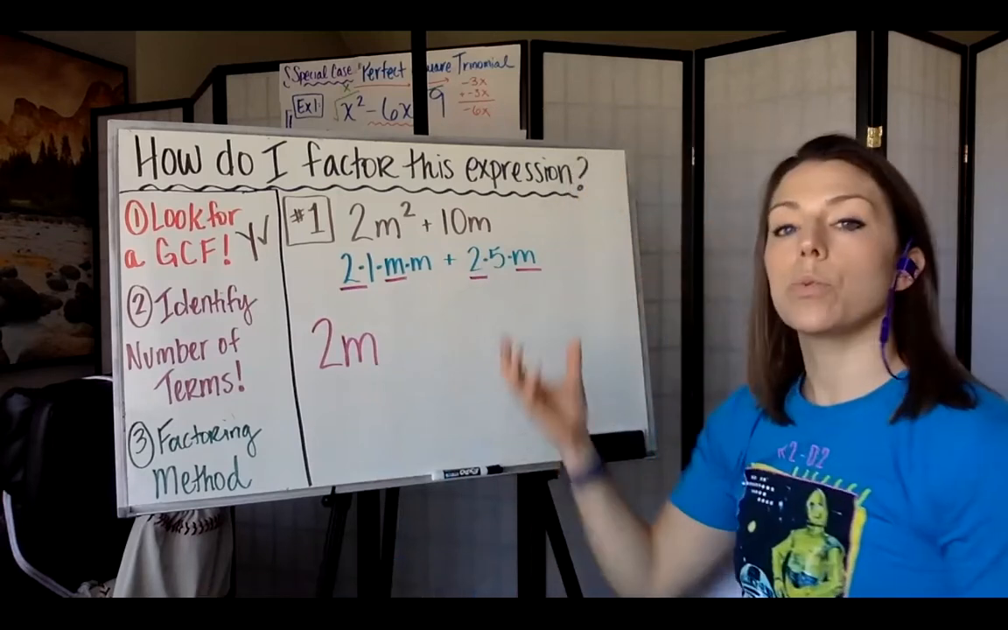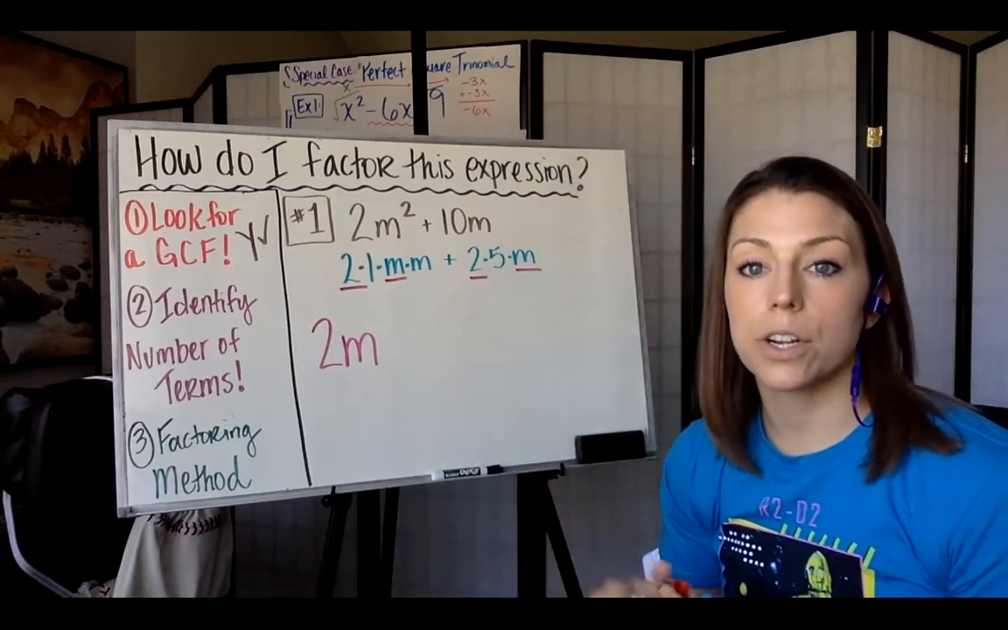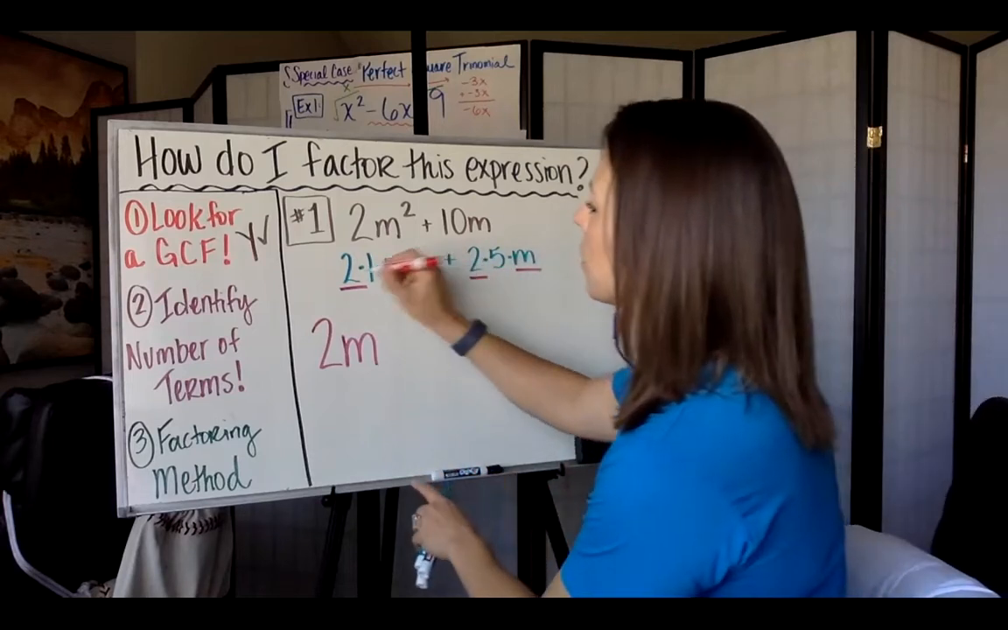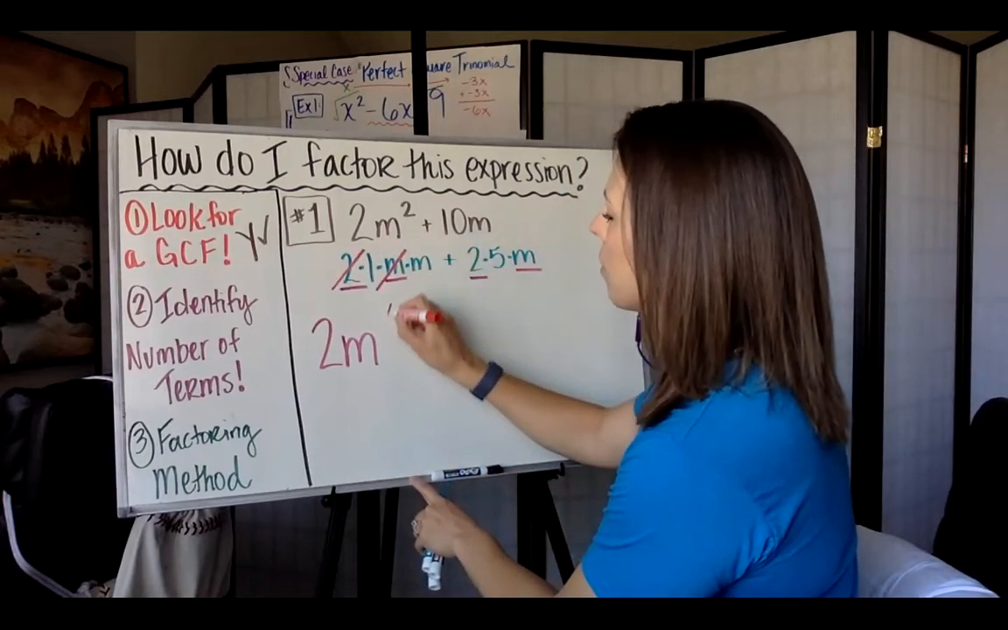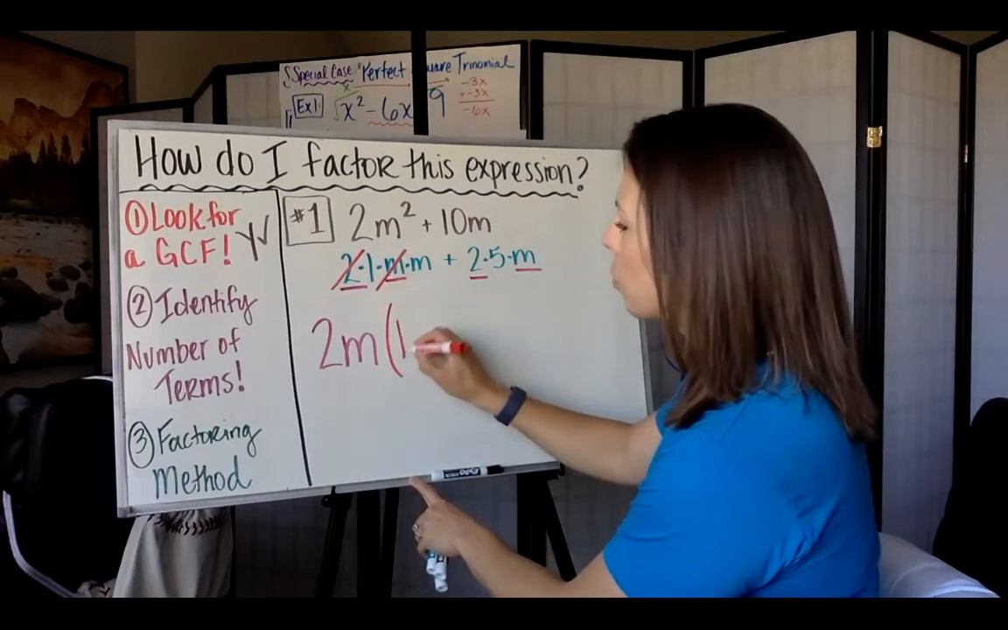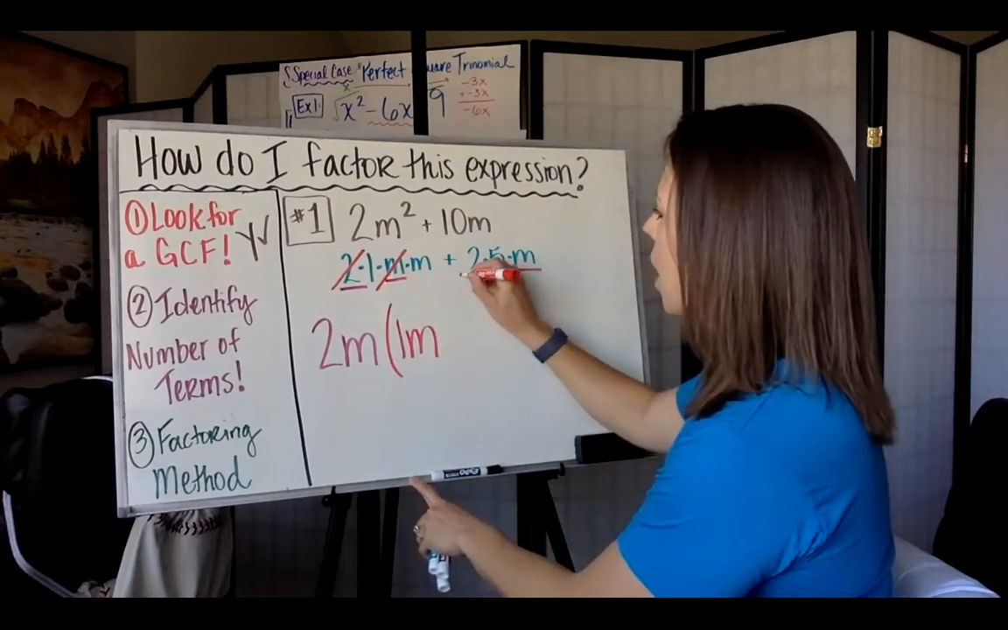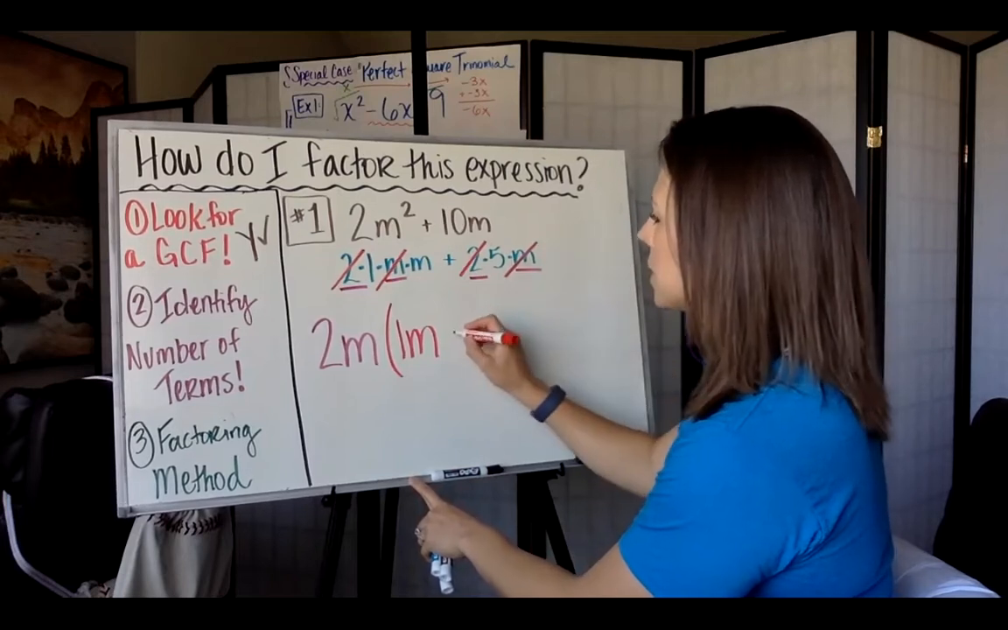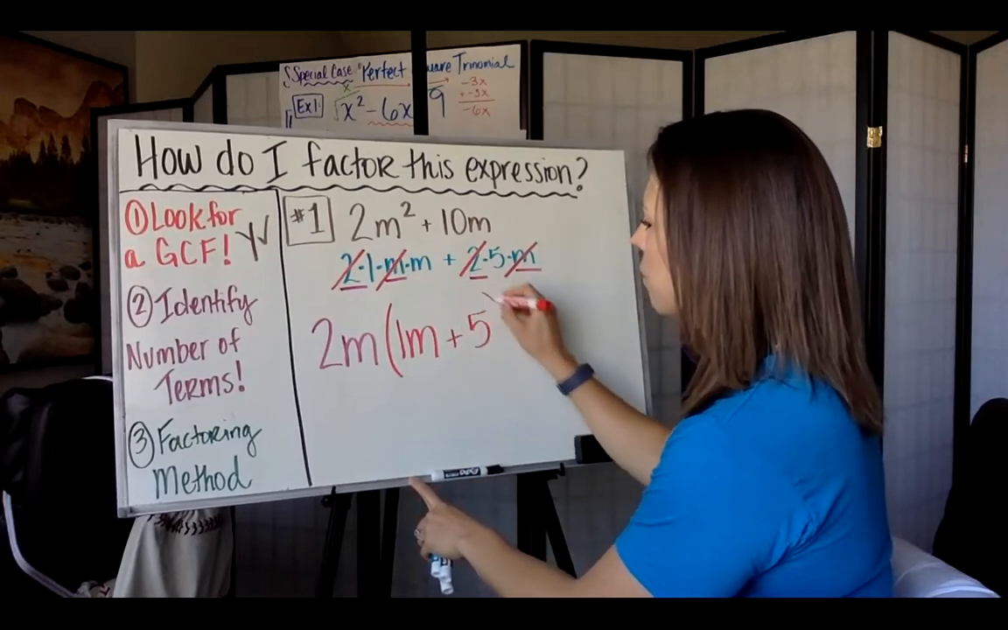Now, our final step is once you take out that greatest common factor, what does it leave you with? So when I take out 2 and m from the first term, I'm left with 1 times m. And when I take out 2 and m from the second term, I'm left with 5.